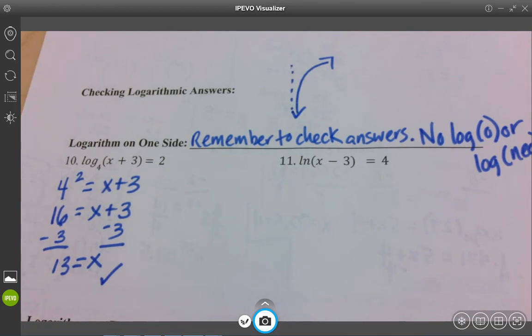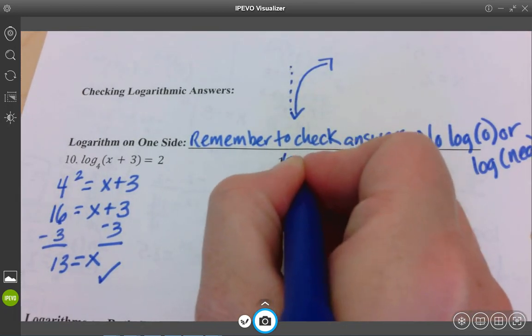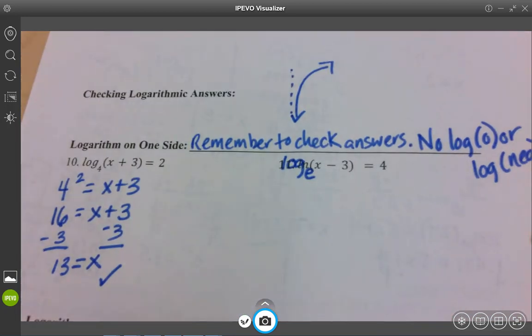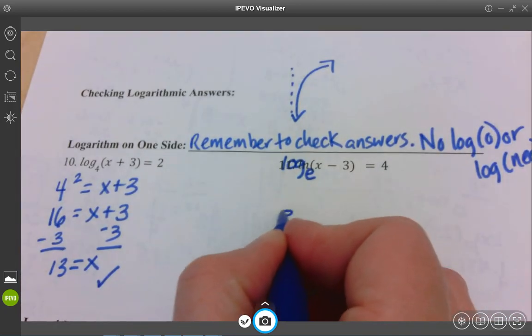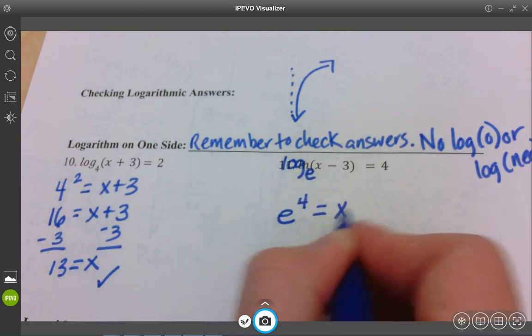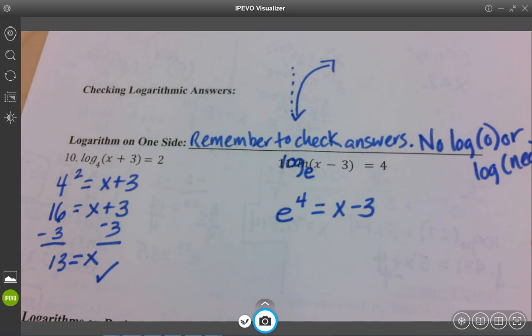ln means log base what? E, good. So I'm just going to write on top of my ln log base e because that's going to help me write that as an exponential. So it's going to be e to what exponent? To the 4, good. All right, e to the 4 is something I can't do in my head, so I'm going to use Desmos. You should too. I get 54.598.